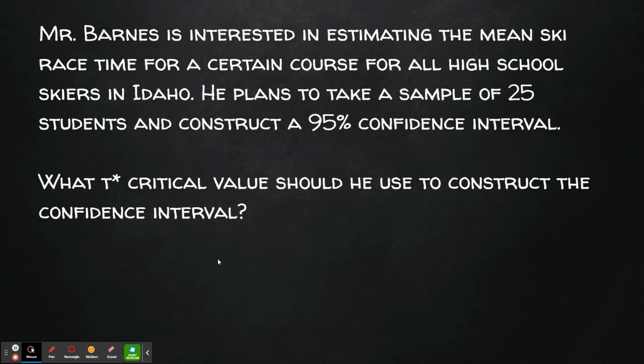A second scenario here is, what if Mr. Barnes is looking at the same scenario? However, he wants to take a sample of 25 students instead of 50. Now, what would the critical T value look like at T star? Well, since the confidence level has not changed, we're still going to have the same area in the tail that we calculated for that original problem. What would change is our degrees of freedom, because degrees of freedom is based on sample size.